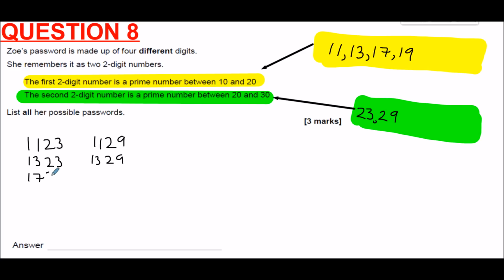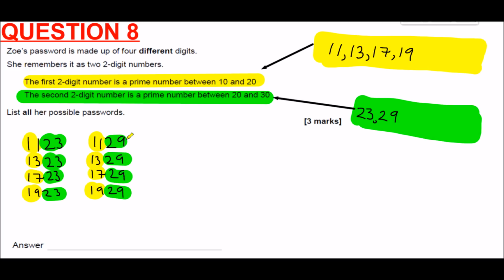17 and 23, 17 and 29, and finally 19 and 23, and then 19 and 29. So if we do this systematically, there should be very little risk of losing one out or making a mistake. And so there should be 8 possible different passwords. And so we just need to list these numbers on the answer line.